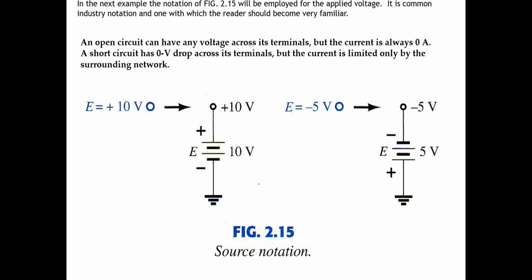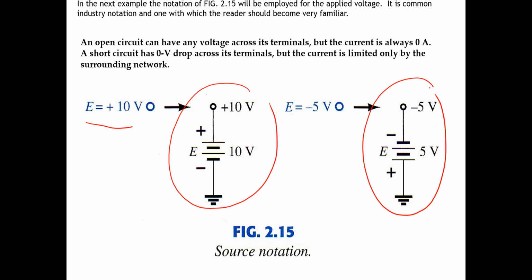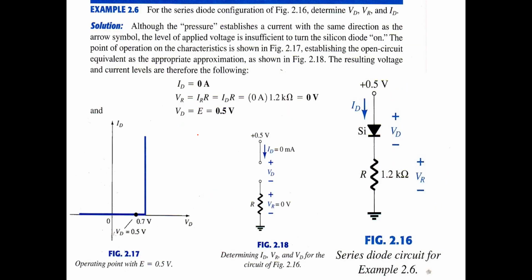In the book they write it like this: E is plus 10 volts means this one, and minus means like this one, where we invert the polarity of the battery here. So minus 5 means that this connects to the negative battery and positive connects to the positive battery. Okay, so if we have the series diode configuration for figure 2.16, this is connected to 0.5 volts.